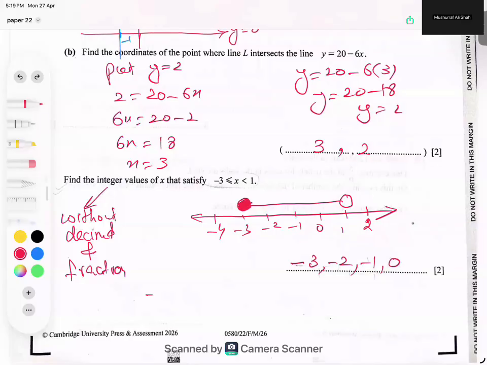Interesting part, if we ask you for a positive integer, then I will not take 0. If we ask you for a negative integer, I will not take 0. So 0 is neither positive nor negative. But if we ask you only for an integer, then you have to take 0 as a solution. I think the point is very clear.